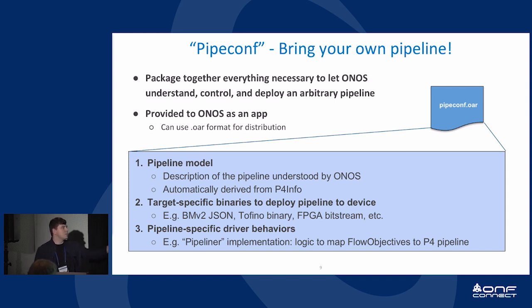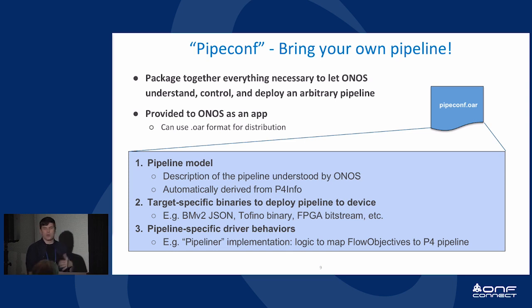It also contains some pipeline-specific driver behaviors. If you're familiar with the ONOS architecture, ONOS has this very nice layer of abstraction, the driver layer, that allows anyone to provide a different implementation of a given capability for a specific device. In this case, some of the operations might depend on the pipeline, and so we are able to provide an implementation of those driver behaviors as part of the Pipeconf. An example of this behavior is the pipeliner, which is used to map what we call flow objectives to a specific table entry of a P4 defined pipeline.